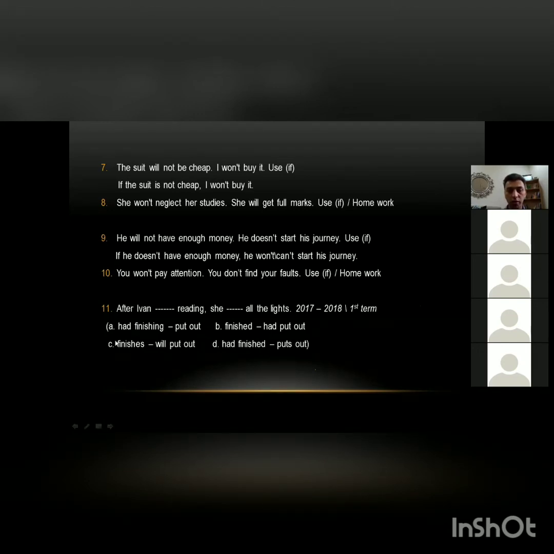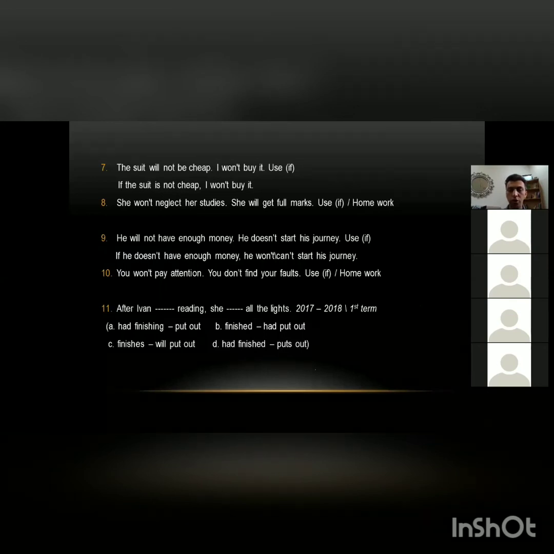The only correct answer is option C, and it obeys the grammatical structure. If I change after to if, it's going to be: if Ivan finishes reading, that is event one, what will happen? That is the condition. She will put out, that is future simple. She will put out all the lights. Put out is a phrasal verb, which means to switch off. I hope this is clear for you.